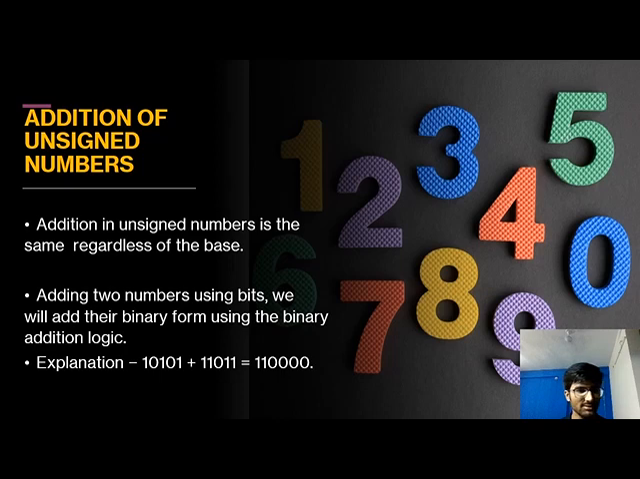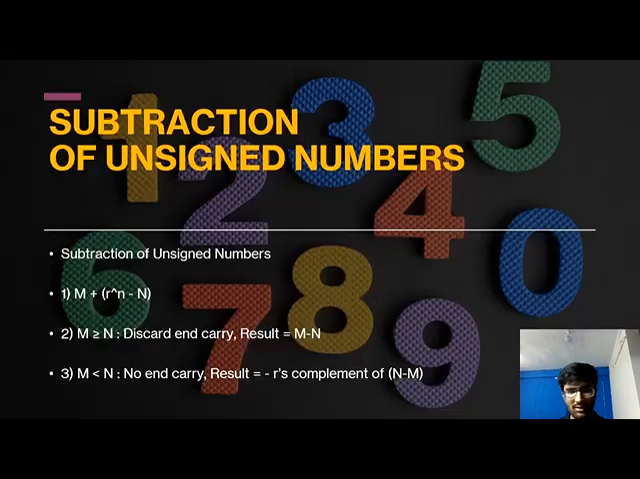Addition of unsigned numbers. Adding two numbers using bits, we add their binary forms using the binary addition logic. We know that 2 plus 3 is 5, but the computer does not know that. The computer only understands binary language, assembly level language. So the computer converts 2 and 3 into binary form, stores the result in binary form, and then gives it back as a decimal value. For example, it adds 10101 and 11011 and gives the answer 110000 in binary form.